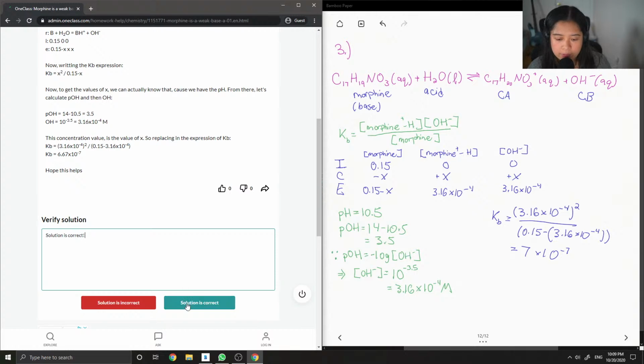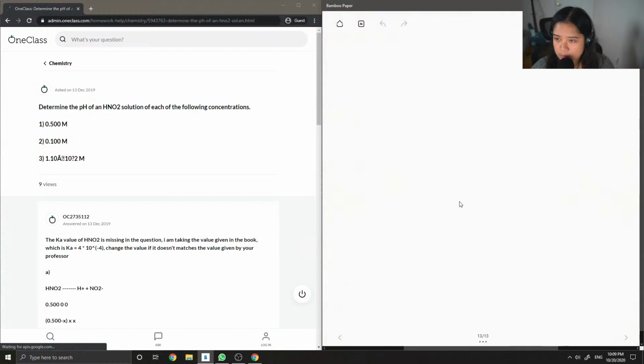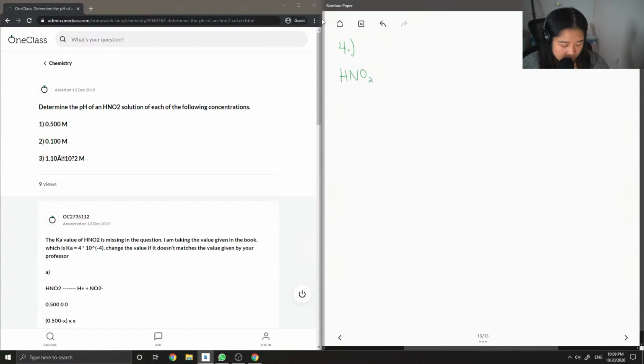Okay, so now we move on to question number 4. Determine the pH of an HNO2 solution of each of the following concentrations. So this will be similar to what we did in the previous question using ice tables. So I'm just going to write out the reaction that takes place of HNO2 in water.